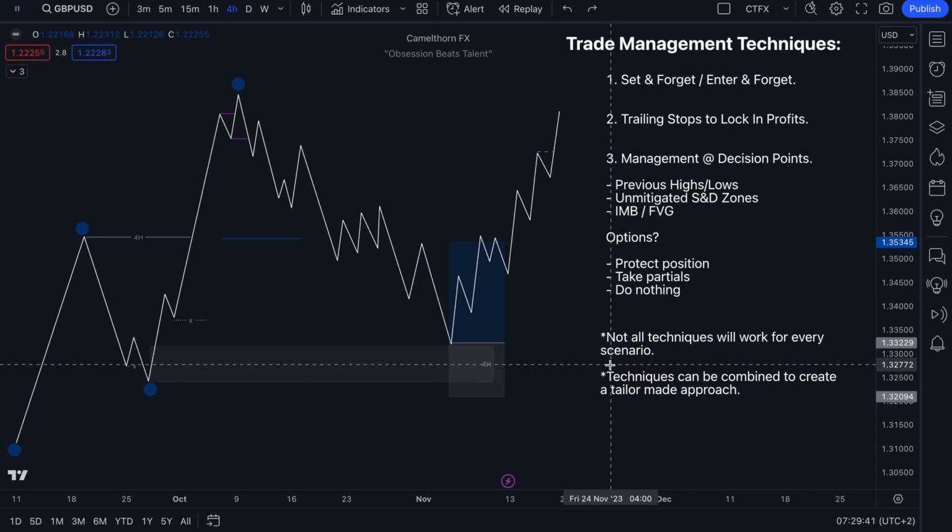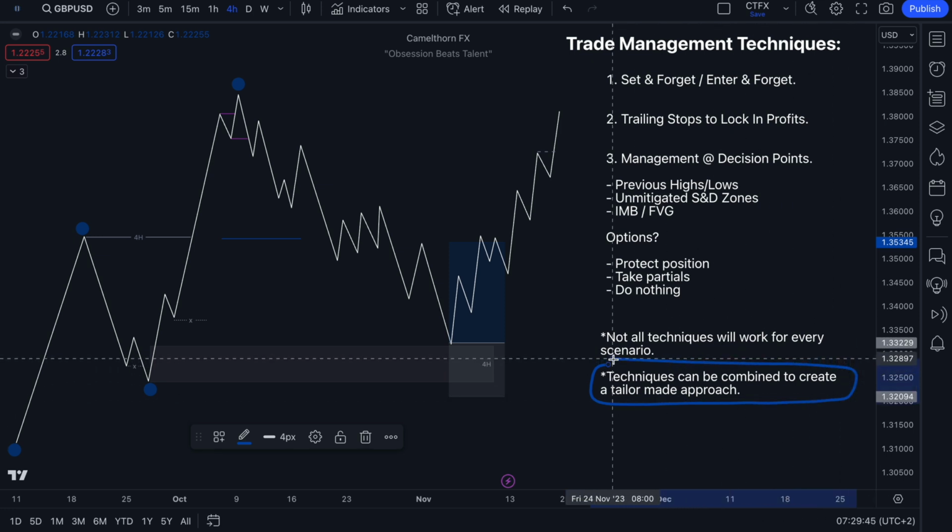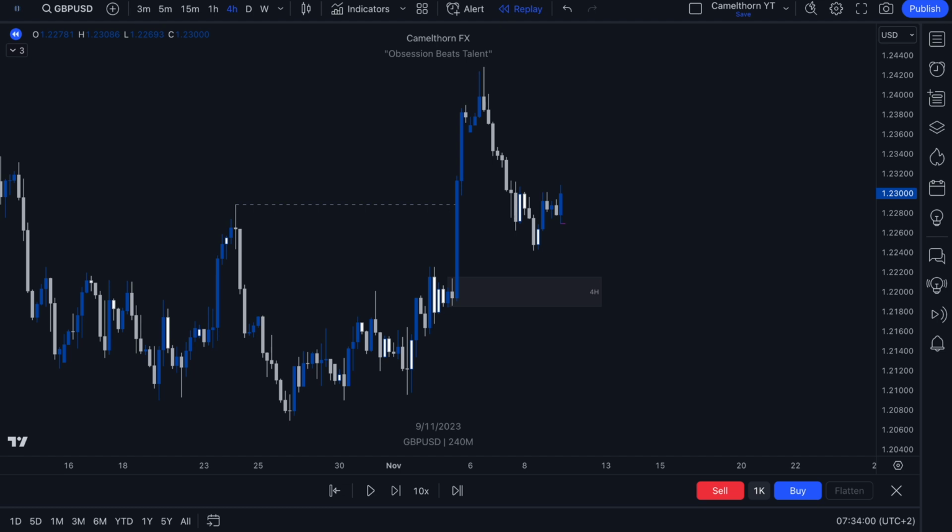And then secondly, these particular techniques can be combined to create a tailor-made approach. Now, at the end of the video, I want us to look at a trade opportunity that presented itself on GBP USD this past week. And I want to show you guys how these different trade management techniques could have been applied in this scenario.